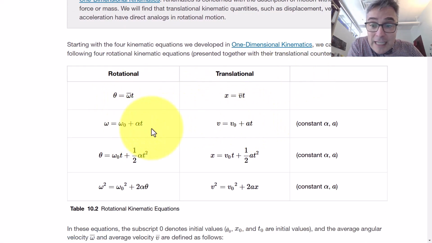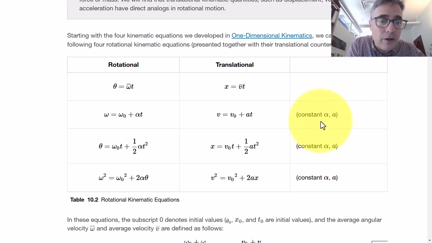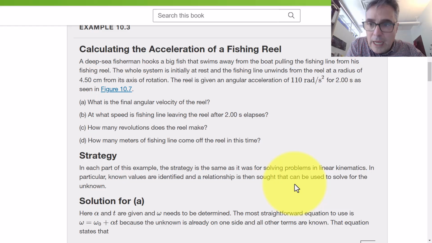And here they have a table that shows the old equations. The old translational equations, which you should recognize from chapter 2, have now just become Greek letters. They're the same equations, but now you're talking about something rotating instead of something moving in a straight line. And here's a nice little reminder that we're assuming constant acceleration in all these cases. And there are good examples here.